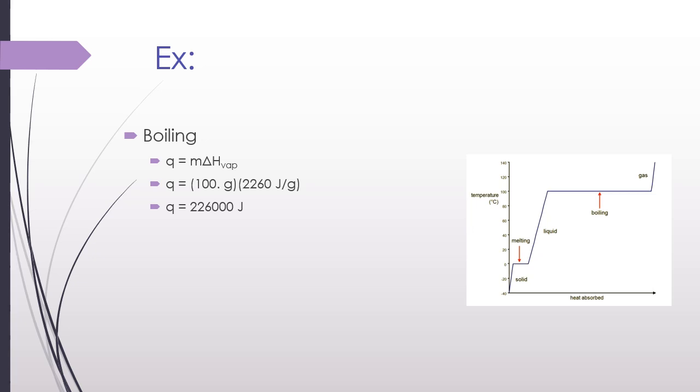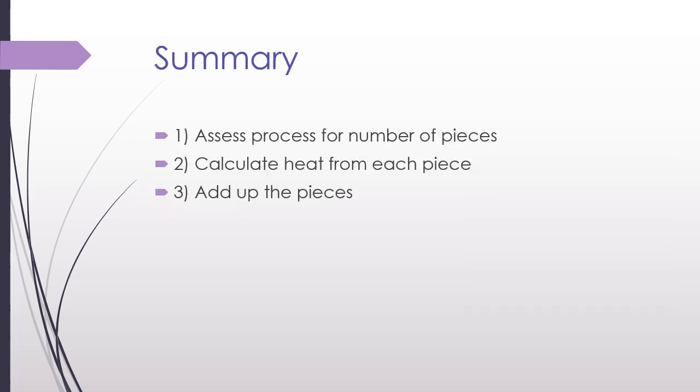Now that we have the energy from the two pieces, we must add them together. So we take the heat for the temperature change, plus the heat needed to undergo the phase change, add them together, and we get that 259,500 joules will be needed in order to complete this process. So, our general summary of how to handle this.